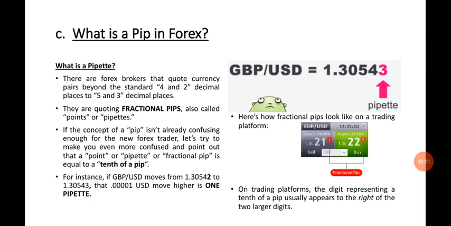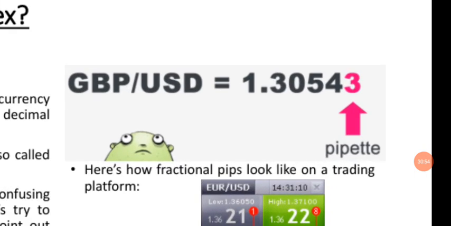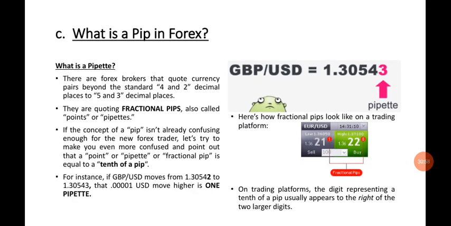For instance, if Great British Pound US dollar moves from 1.30542 to 1.30543, that 0.00001 US dollar move higher is 1 pipette. So this is a graphical example of what a pipette is: the 5th decimal place in the Great British Pound US dollar pair.